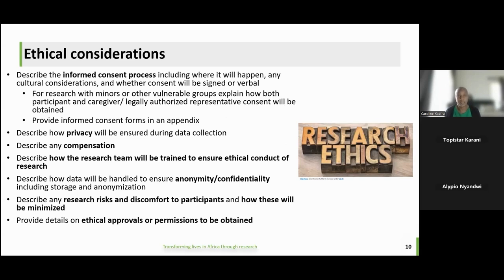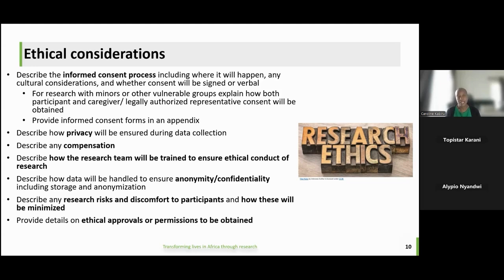To move on to ethical considerations, I think for much of the research we may conduct, I don't know the diversity of the people on the call, but assuming that you are conducting research with human participants, then it's important to look into the ethical considerations. How do you ensure that research is not harming your participants or that any risks are minimized?